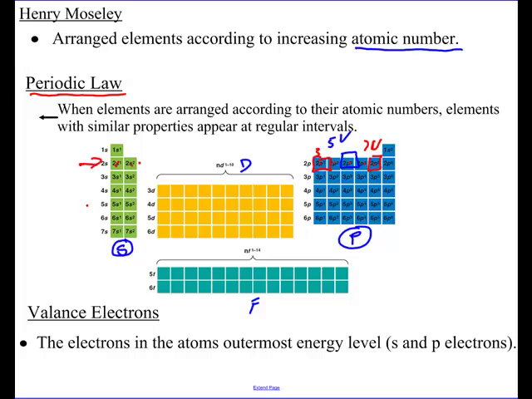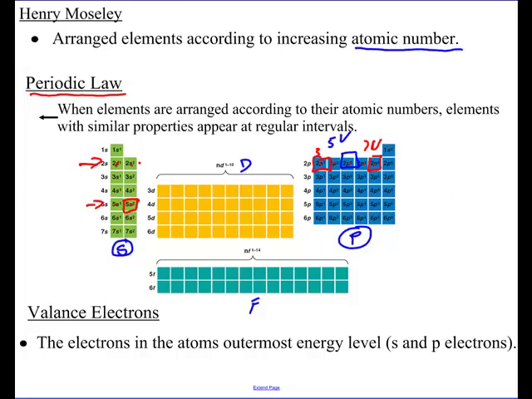Now, I'm doing this all along the second period, but it doesn't matter what we do. Let's take an element in the fifth period. What about this one right here? Well, that has how many valence electrons? 1 and 2. So those valence electrons are those in the outermost energy level, the s and p's, and that's where a lot of the chemistry is taking place. All right. And let's see, I think I've got one more thing here.